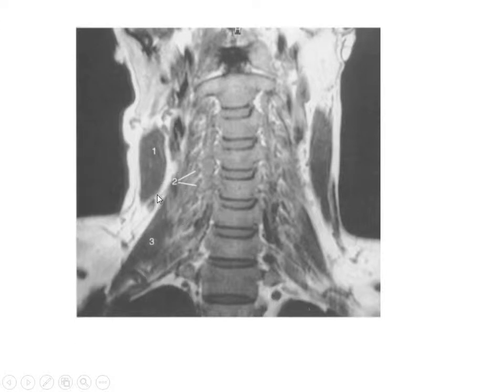This is the sternocleidomastoid. First of all, is this T1 or T2? You said that MRI is best using T1. Yes, so this is T1, because where's the CSF? There's no CSF here, and fat is bright, exactly. This is the vertebra. This is a cervical vertebra. These are the nerve roots surrounded by fat. This is the sternocleidomastoid.